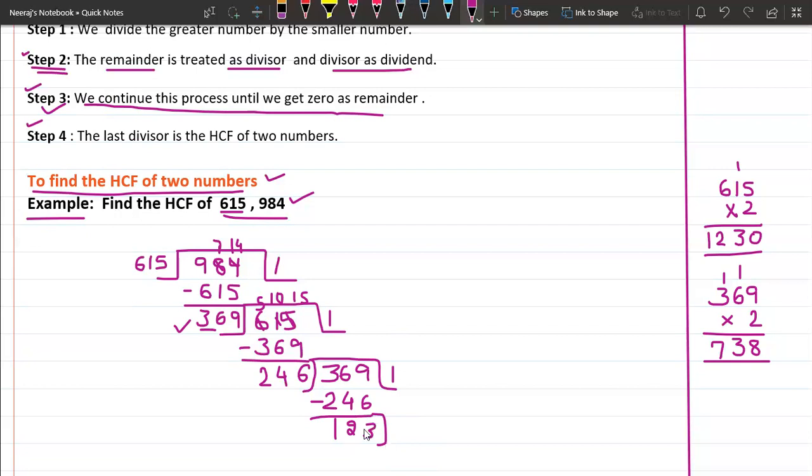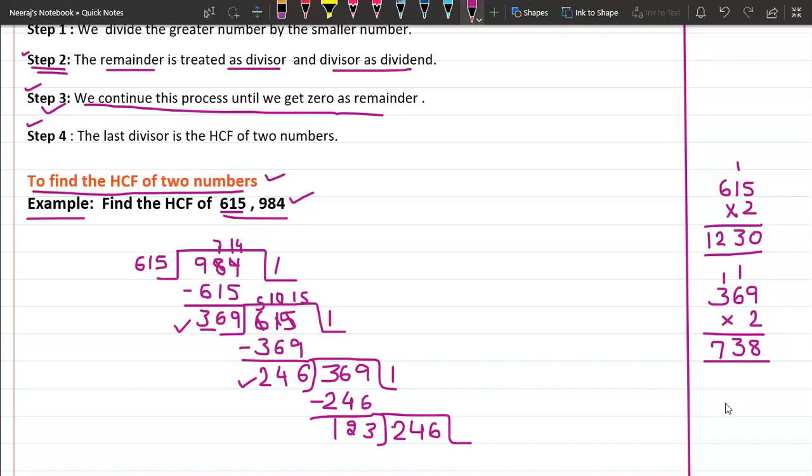So again we have got the remainder. Now this will be treated as a divisor. Now this will be your new dividend. So we will write 246 inside. Now we have to divide these two numbers.